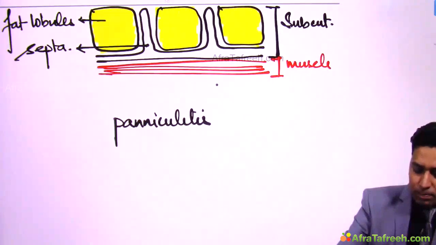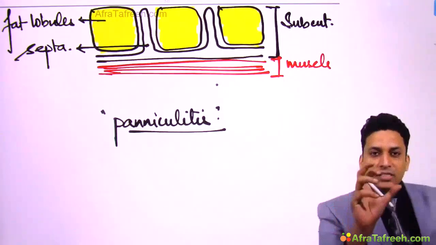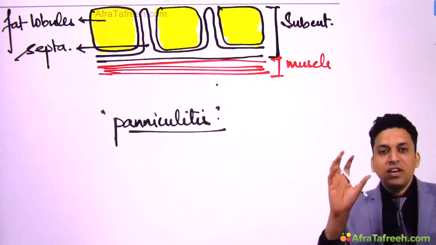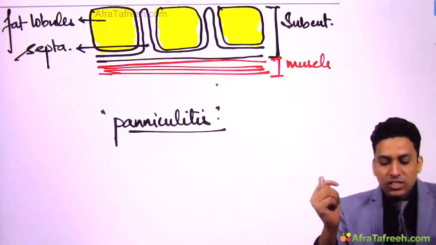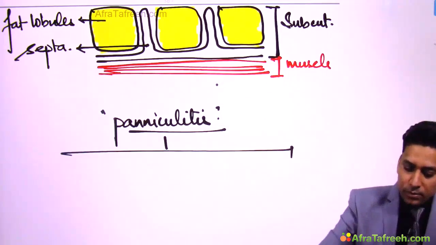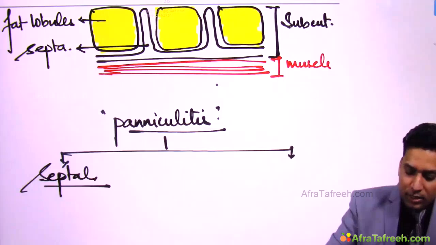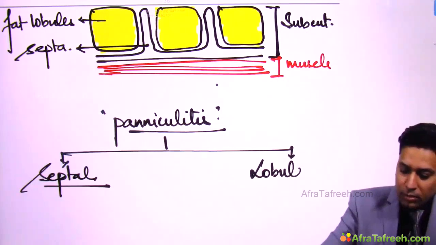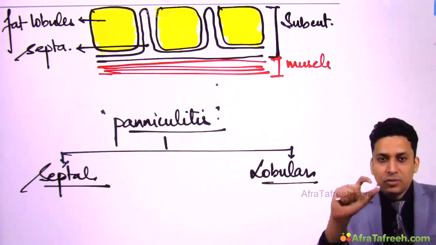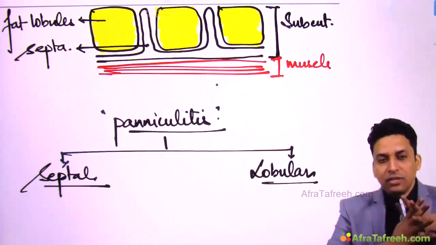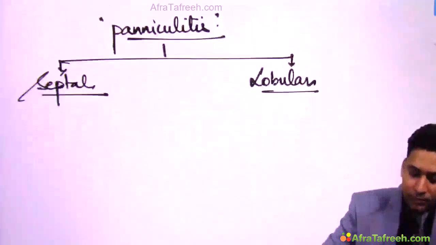Now can you tell me what is paniculitis? Itis means inflammation, and paniculus, I already told you, is subcutaneous layer. So inflammation of subcutaneous layer is known as paniculitis. Okay, so this paniculitis can be of two types. It can be septal paniculitis and it can be lobular paniculitis, because paniculus has two portions, lobules and septa. So when this inflammation is restricted to septa, we call it septal paniculitis. When it is in the lobules, we call it lobular paniculitis.